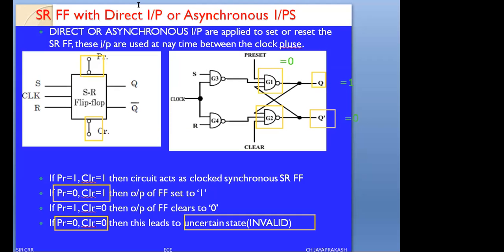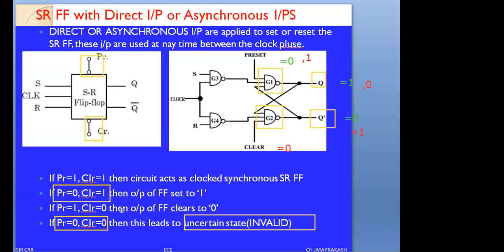Similarly, if we give clear equals 0 and preset equals 1, we are looking at the second condition. At this state, seeing clear equals 0, the output of NAND gate G2 will be set to 1. Look at this 1, what happens? Automatically Q bar is 1, so the Q output will be set to 0.